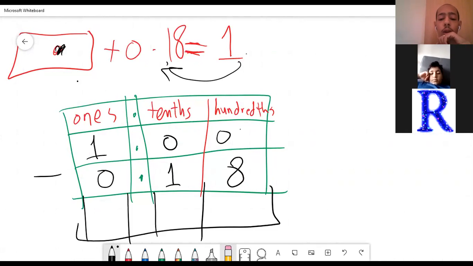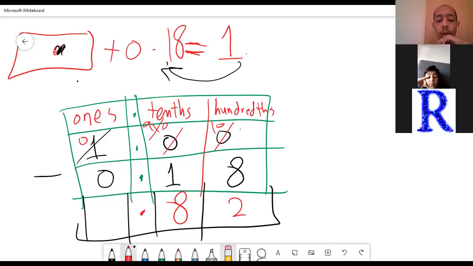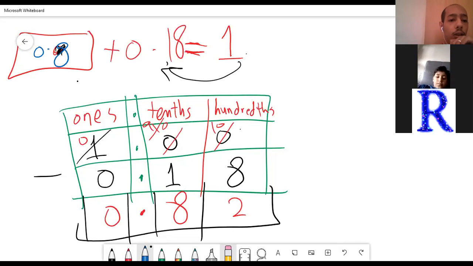Here, subtract 0 minus 8. Take 1 from the 1, this becomes 0, this becomes 10. And when you take 1 from the 10, this becomes 9 and this becomes 10. 10 minus 8 is 2. 9 minus 1 is 8. And the decimal point, 0 minus 0 is 0. So what is the number here? 0.82. So 0.82 plus 0.18 equals 1.